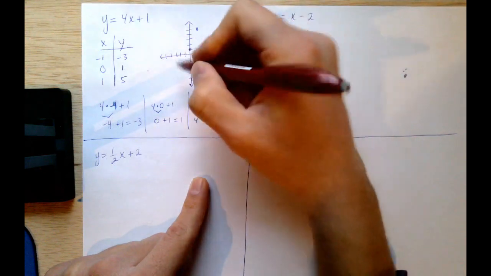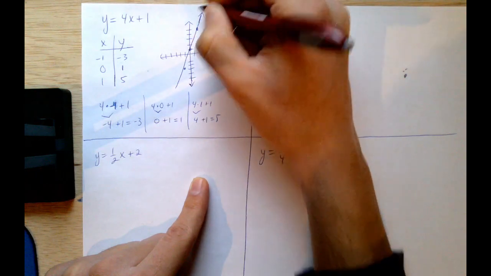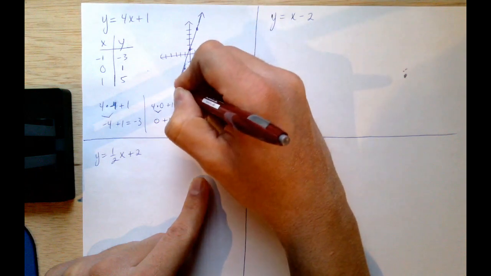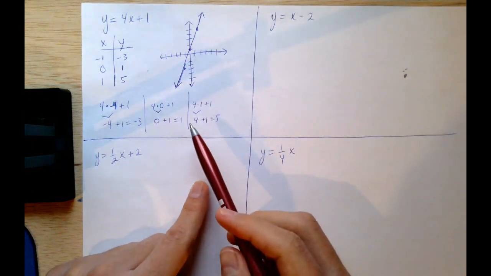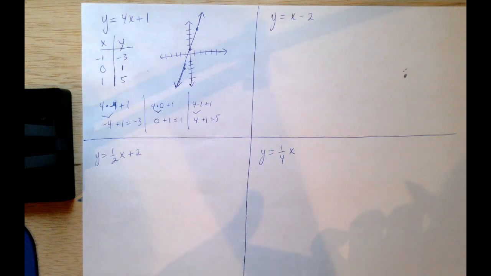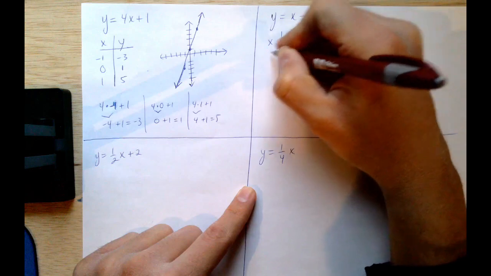These are 3 points. I'm going to connect them as best as I can. I highly recommend using a ruler. You want to extend your lines, and then you want to include the arrows, which signifies that this line goes on infinitely. I'm going to do the same for the next problem. Set up my xy table.